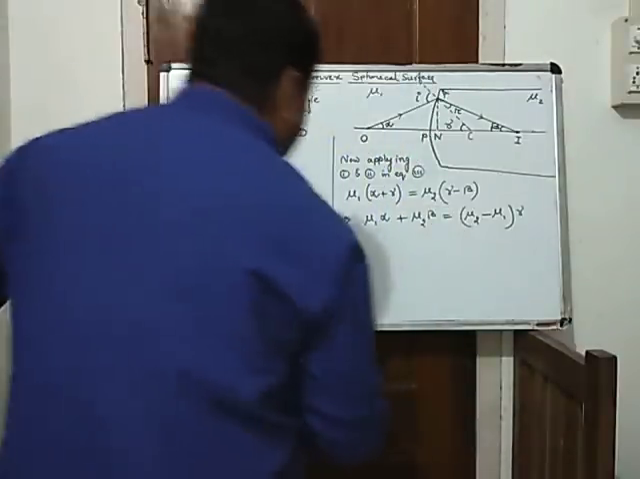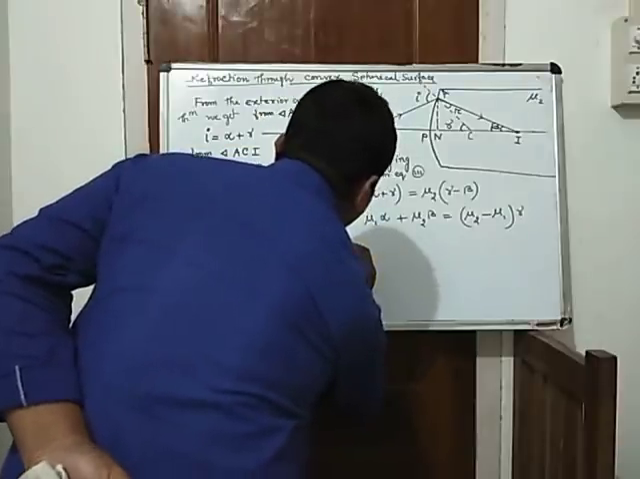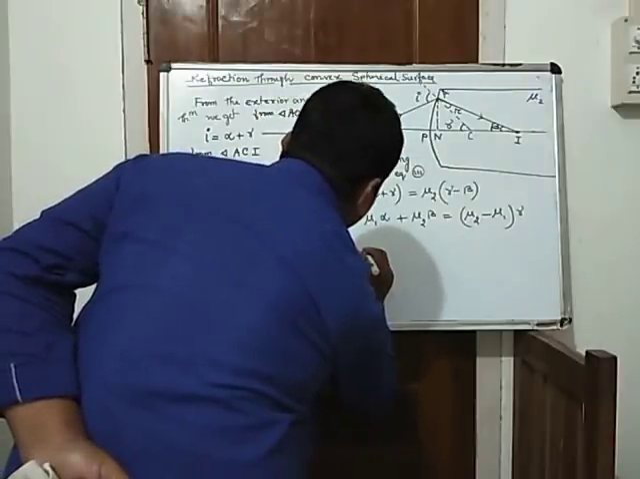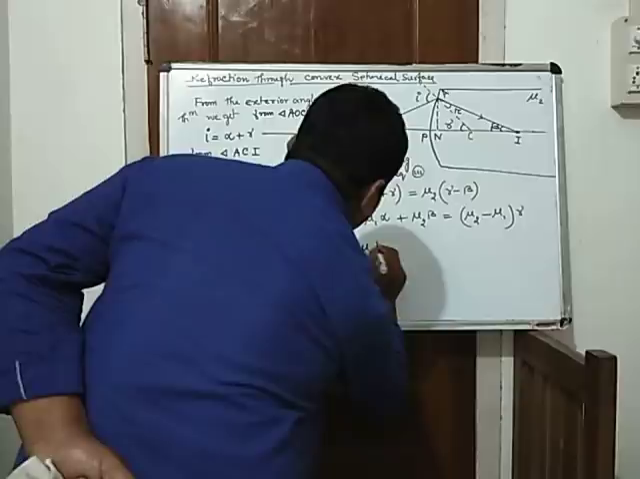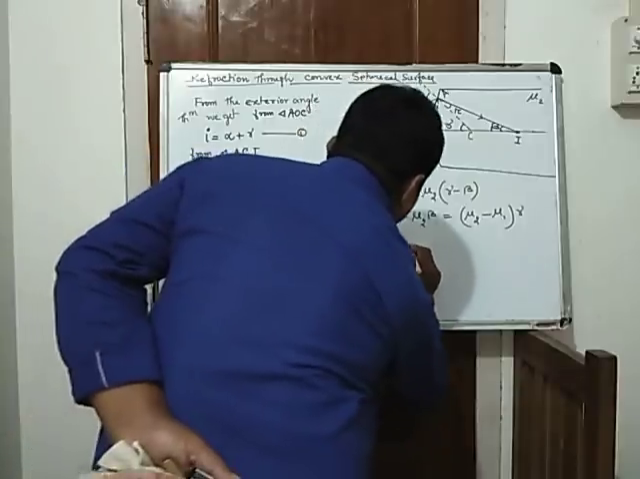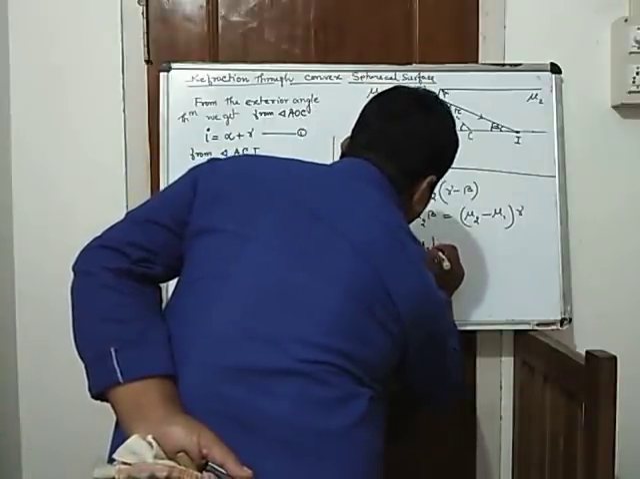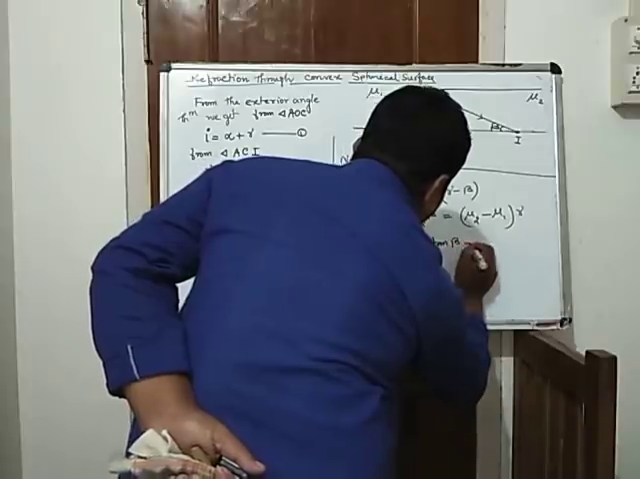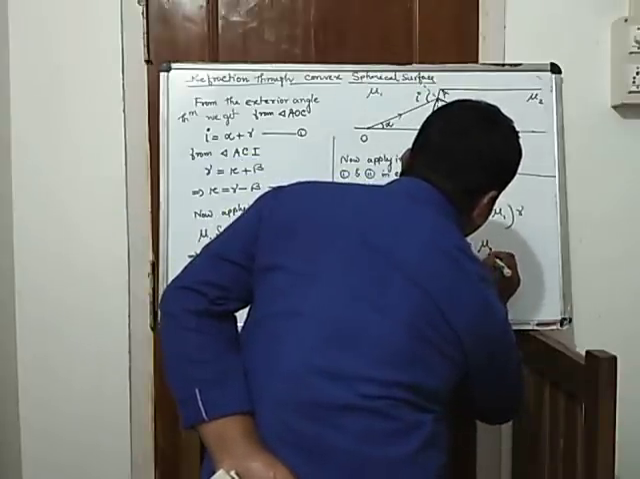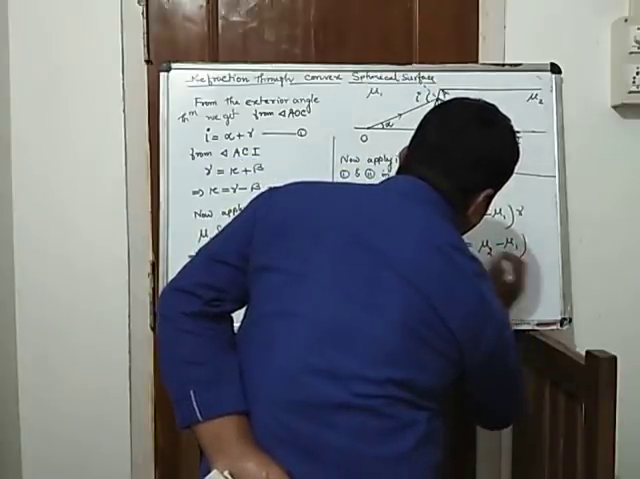So this alpha can be written as tan alpha plus tan beta equal to mu 2 minus mu 1.